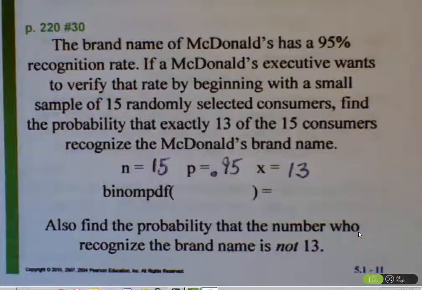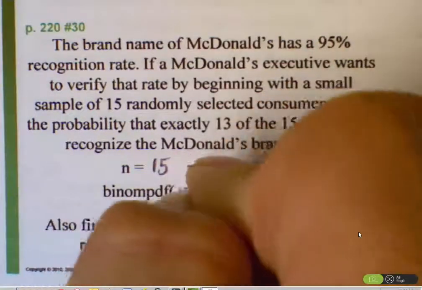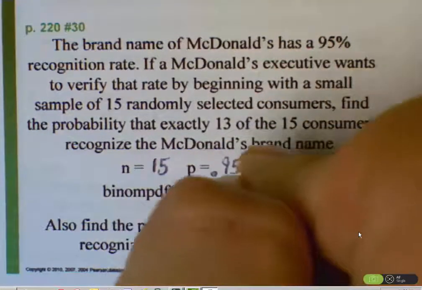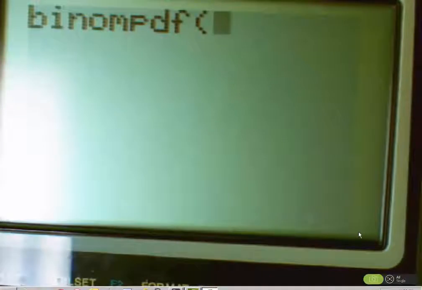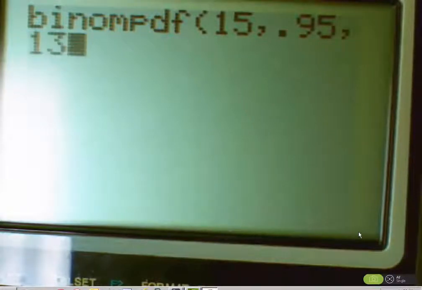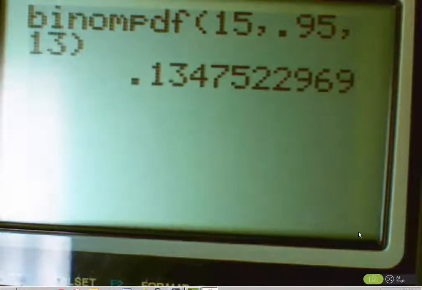I'm going to pull up binomial PDF and enter the three variables in that order, n, then p, then x, 15, comma, 0.95, comma, 13. And I get that that probability rounded to 3 decimal places is 0.135.